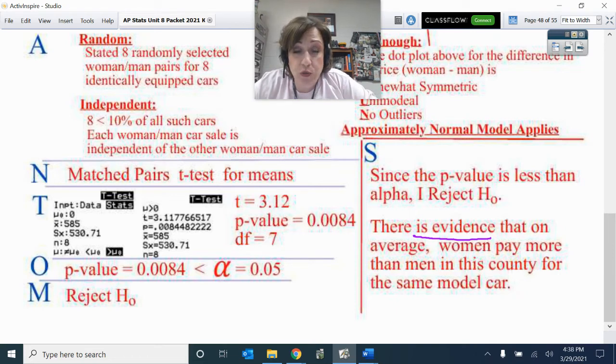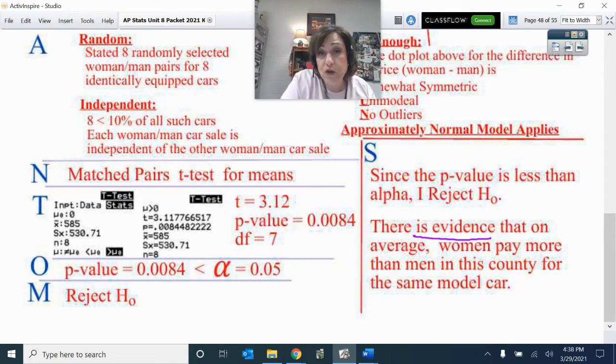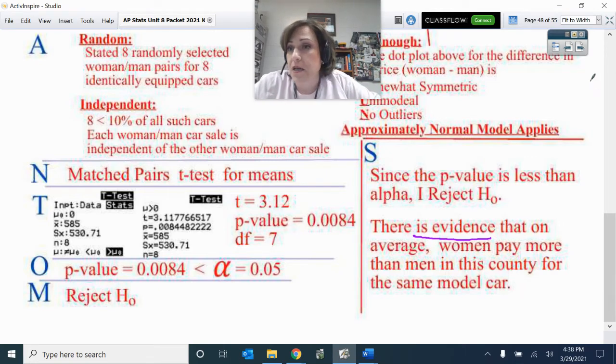Just make sure that you do not state this with two different averages. For example, it would be wrong to say the average for the women is more than the average for the men. That would be wrong because that sounds like two separate independent averages. All right, so there's the end of that one.